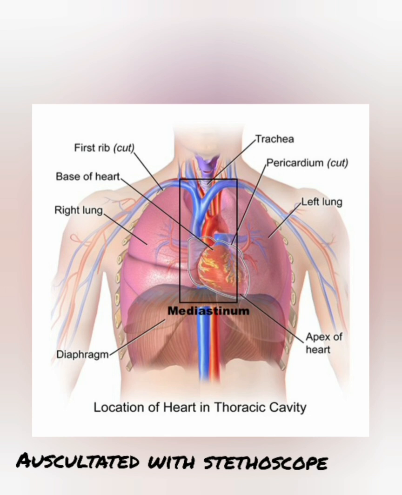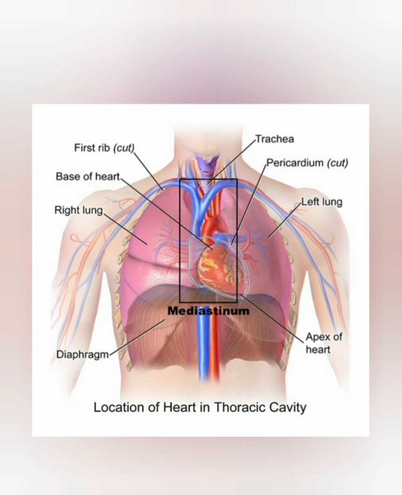There are two heart sounds, lub, dub, known as S1 and S2. Sometimes one may hear two other abnormal sounds of the heart, that is S3 and S4. Other abnormal heart sounds include cardiac murmurs.